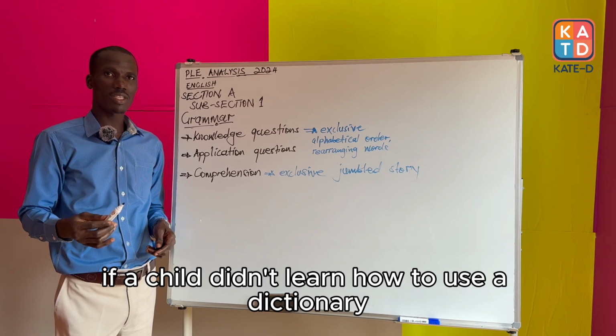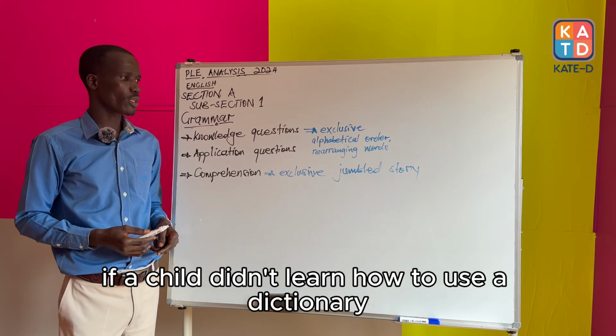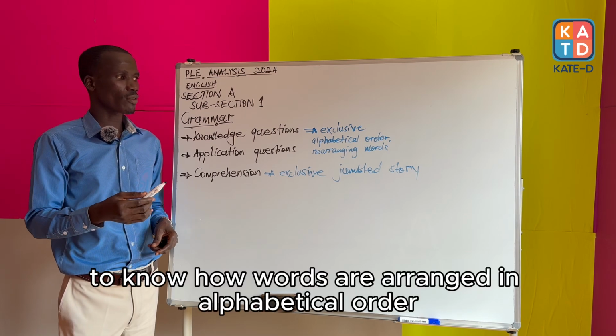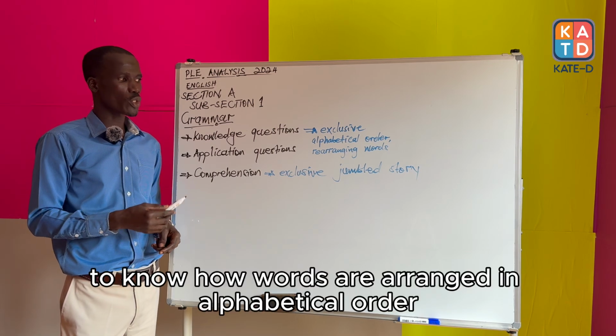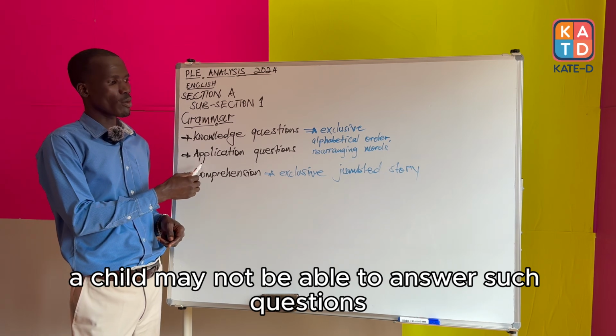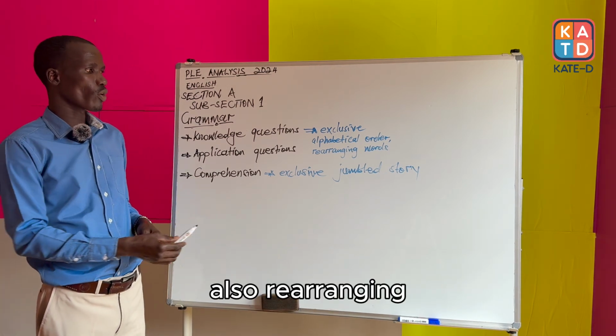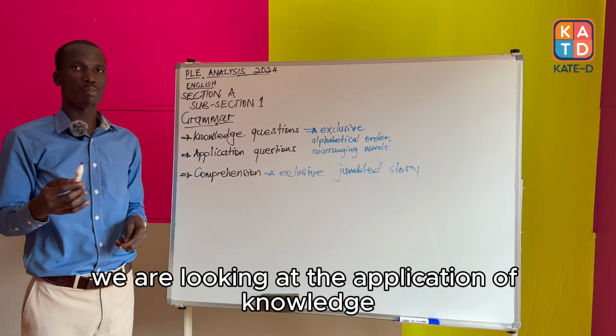If a child didn't learn how to use a dictionary to know how words are arranged in alphabetical order, a child may not be able to answer such questions. Also rearranging, we are looking at the application of knowledge.